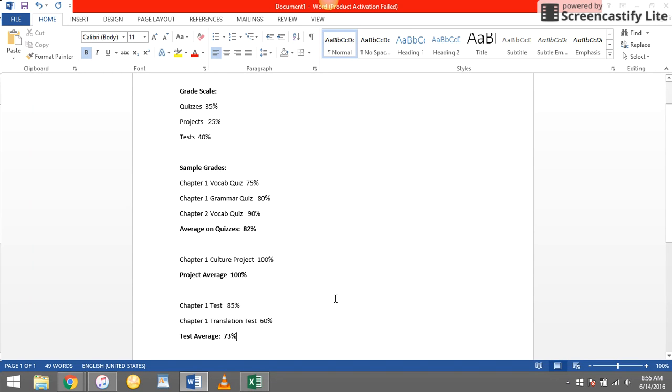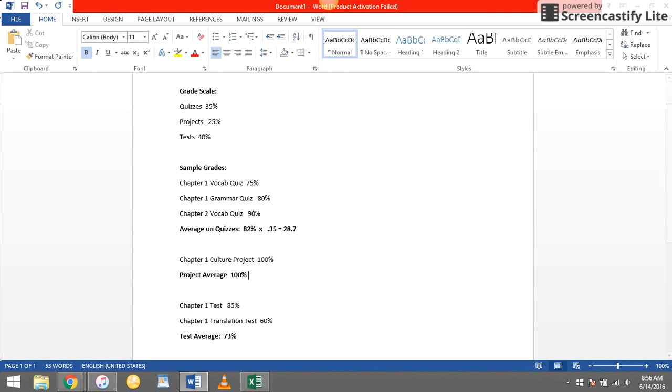Now, in order to get your overall average, we go back up here and we use these percentages. If your average on quizzes is an 82%, we'll multiply that by 0.35, which is 35%. That comes out to 82 times 0.35, which is 28.7. So out of a possible 35% for quizzes, you've earned 28.7 of those.